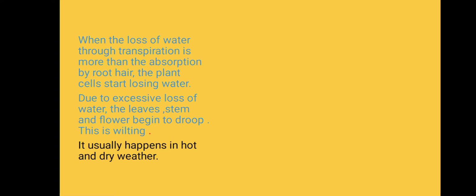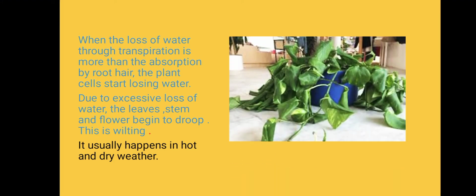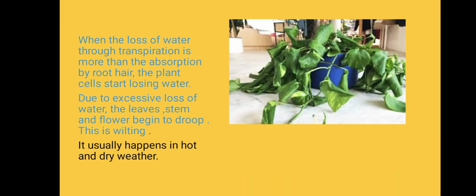Now, in the previous lesson, we learned about transpiration. Transpiration is the loss of water from the aerial parts of the plant. So, when the loss of water through transpiration is more than absorption by the roots, the plant cells start losing water. Due to excessive loss of water, the leaves, stem, and flower begin to droop. This is called wilting.